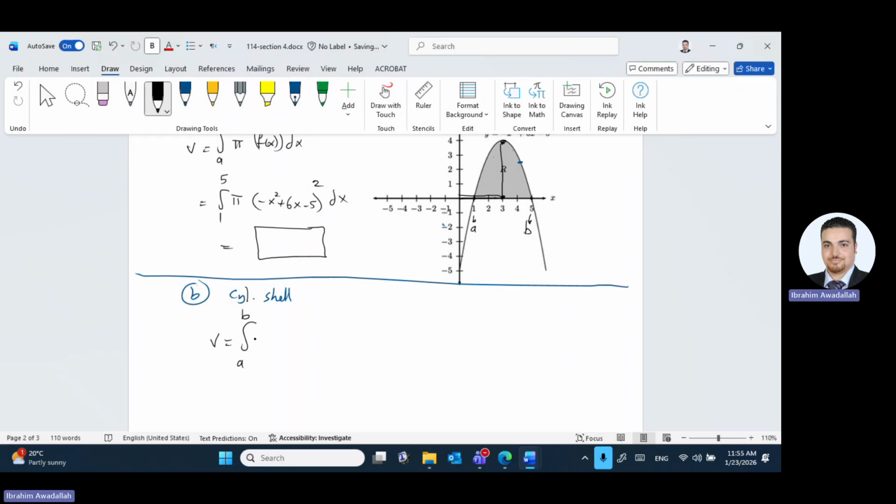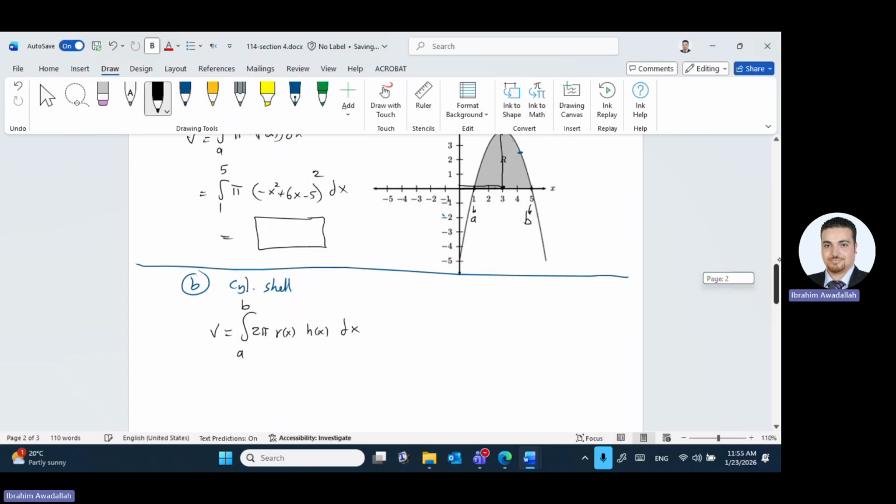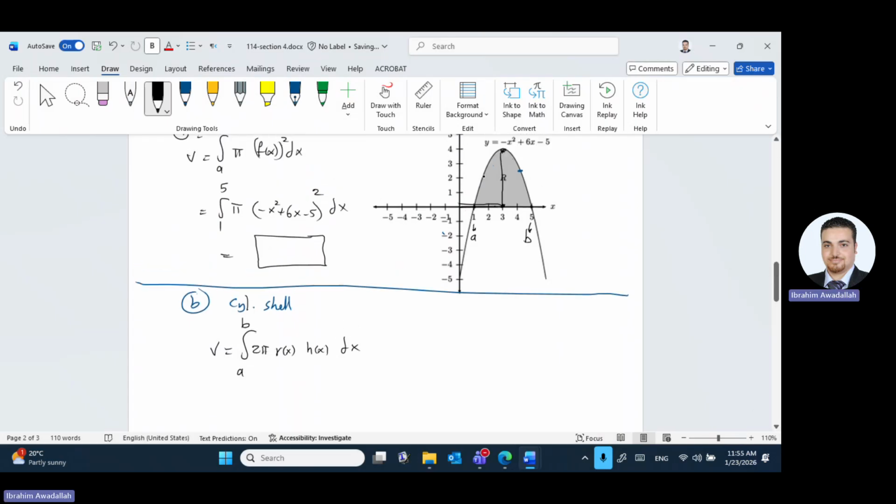2 pi r of x and h of x. We write radius and we write highest, dx. I want the shape staying with me, no problem. So 2 pi outside. The integration start point 1, end point 5.